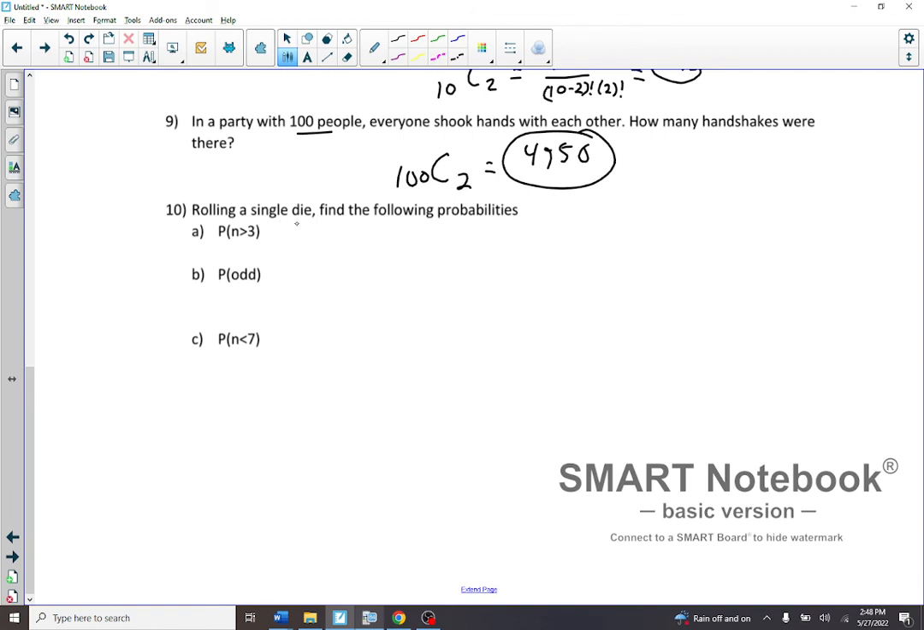Okay, rolling a single die, what's the probability? For a single die getting bigger than 3, there are 3 options, 4, 5, 6, so 3 winning options over 6 in total, which is 1 over 2. The probability of getting odd? Well, wait a second, there's 3 odd numbers over 6 in total, so that's 1 over 2 again. The probability of getting less than 7? Well, that's 6 of them are less than 7 out of 6 in total. So we say that's 100%. So guaranteed.